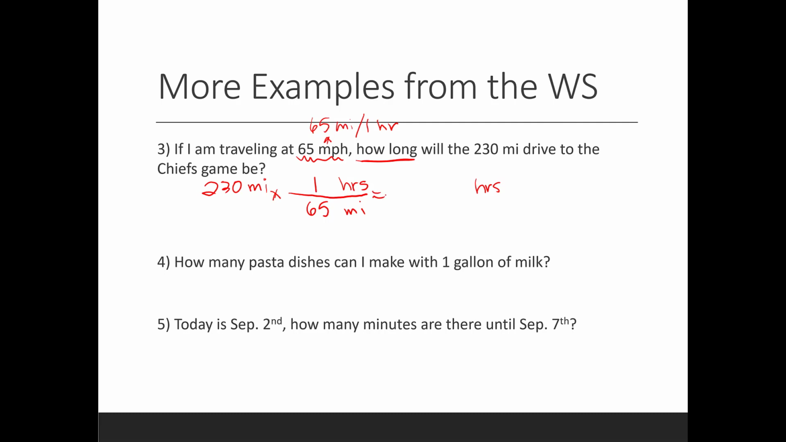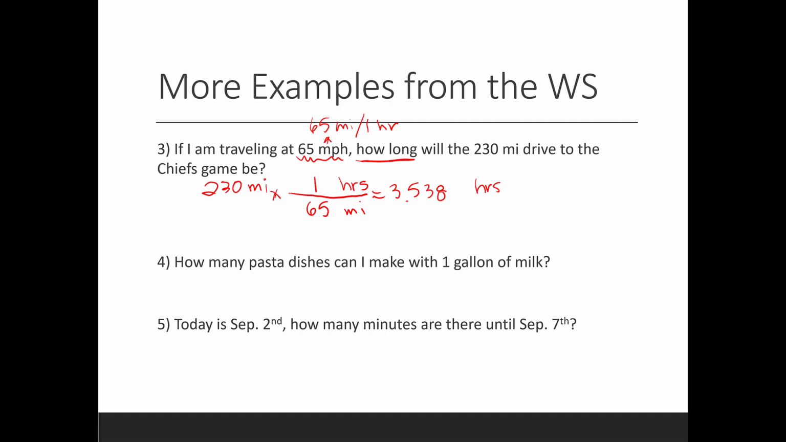Then I multiply across the top and divide by whatever is in the bottom. So I take that 230, multiply by 1, which is 230, and then I divide by 65. You should get 3.538 hours, or 3.5 hours approximately.